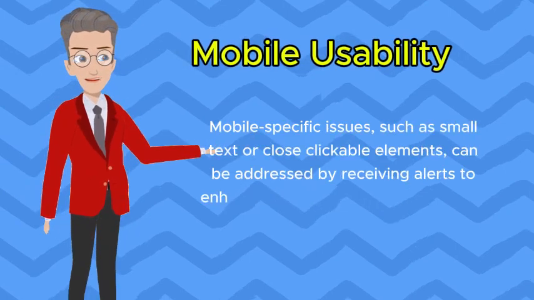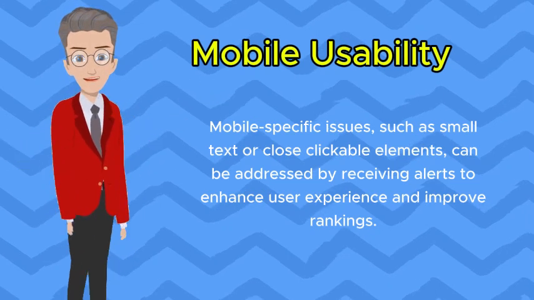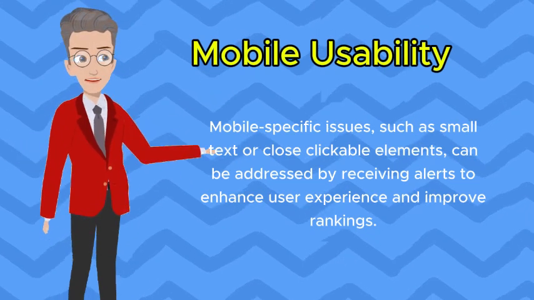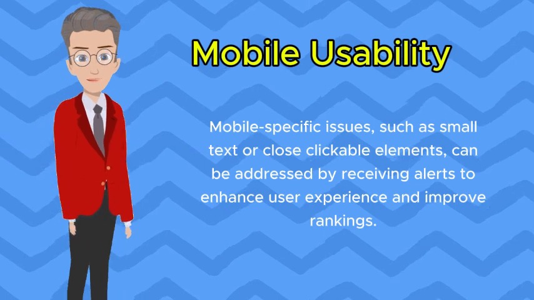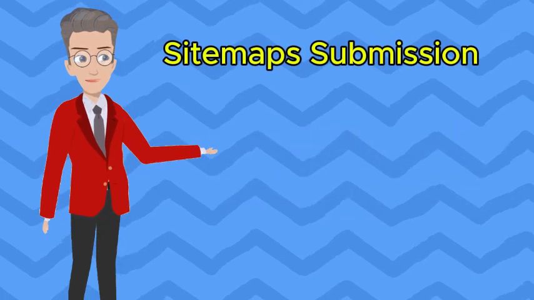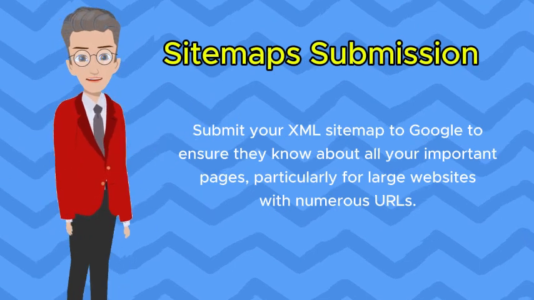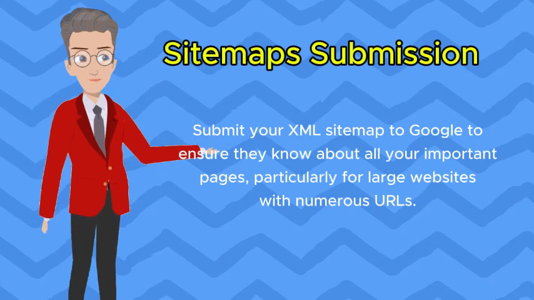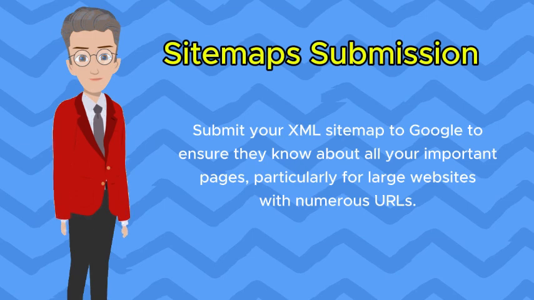Mobile usability. Get alerts about mobile-specific issues, such as text too small to read or clickable elements too close together. Addressing these improves both user experience and rankings. Sitemap submission. Submit your XML sitemap to ensure Google knows about all your important pages. This is especially useful for large websites with thousands of URLs.